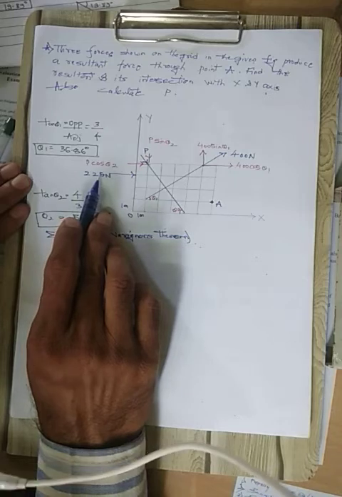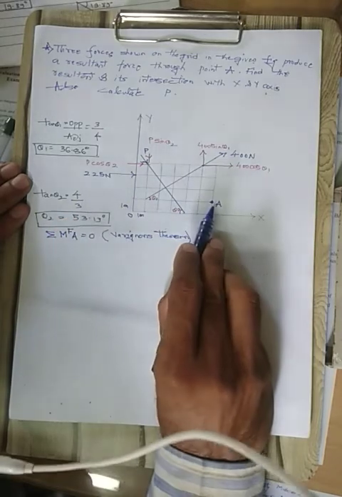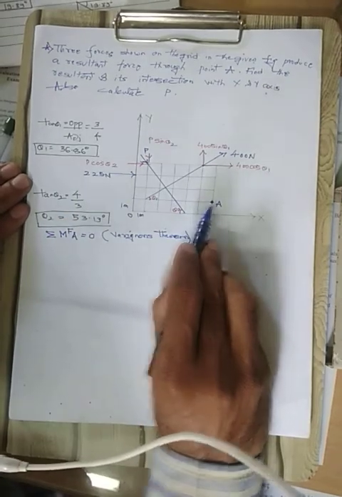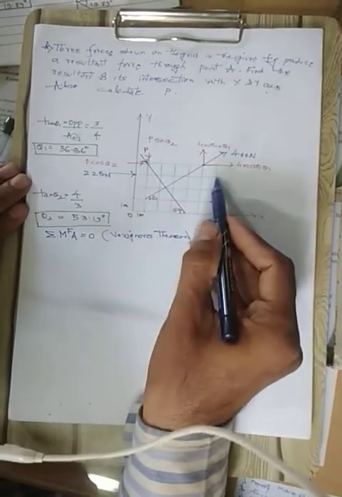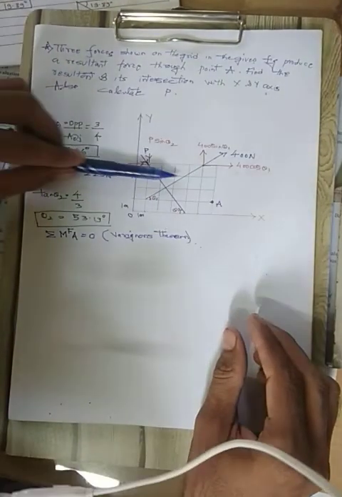2 to 5 is the horizontal force. We have to take the moment at point A. By the principle of transmissibility, we are assuming that along the same line of action it has been transferred to this point.